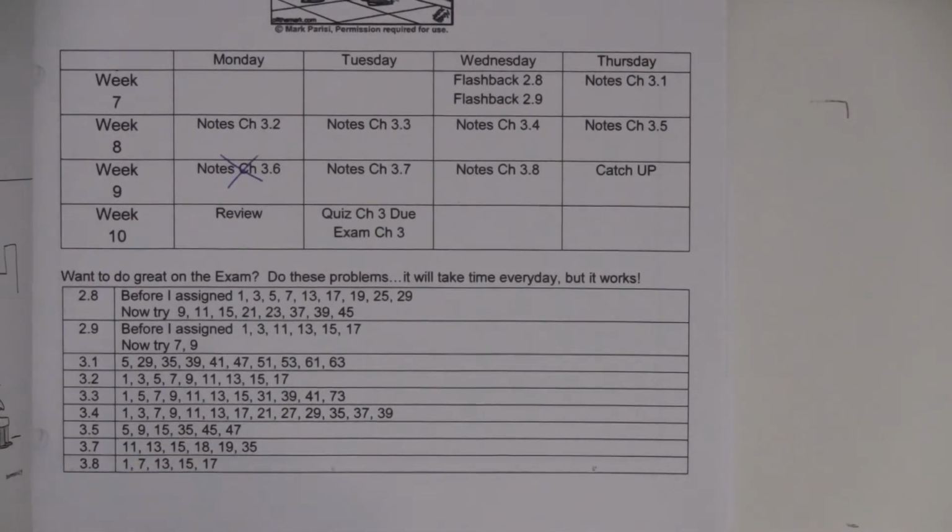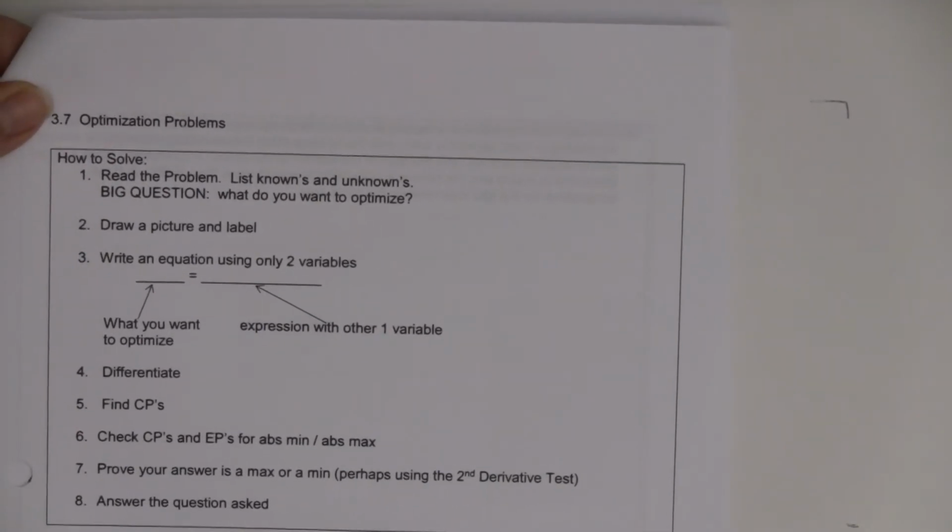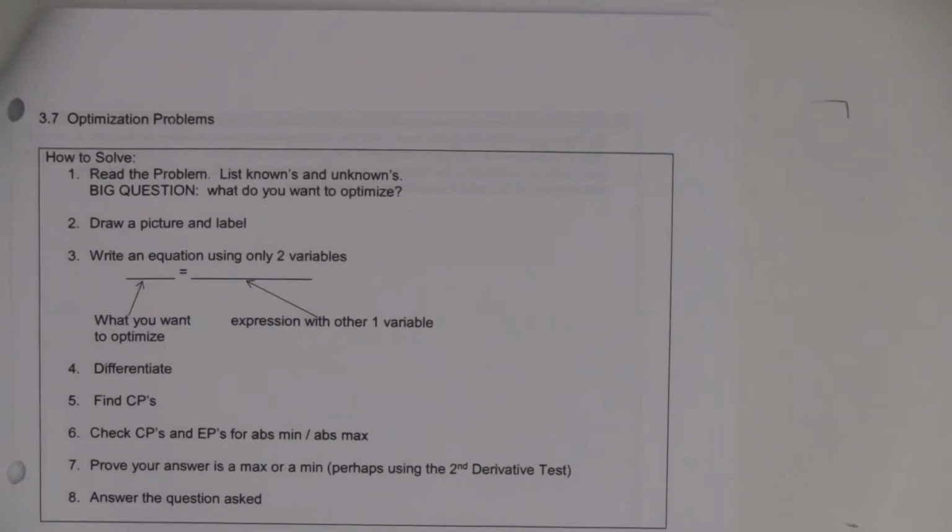And so what I'm going to go over right now is 3.7. Okay, 3.7. I'm going to have to delete these cartoons my son put on my things because they're on YouTube. But okay, optimization problems.